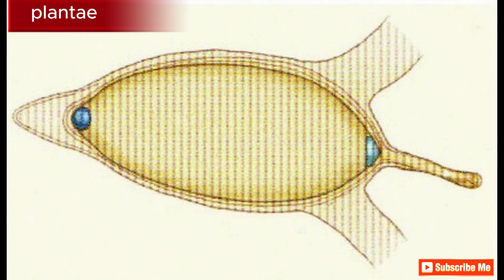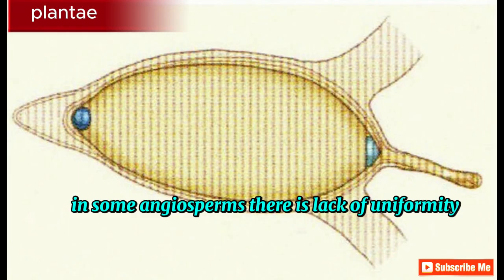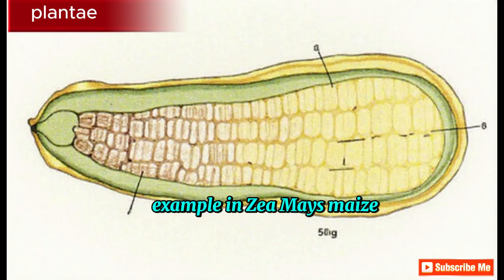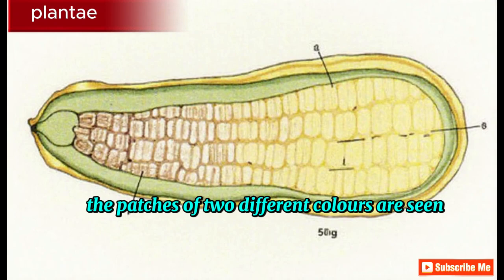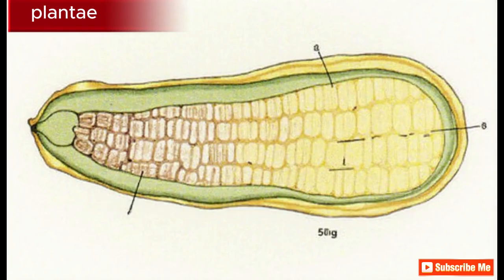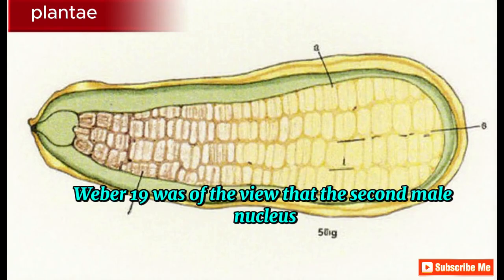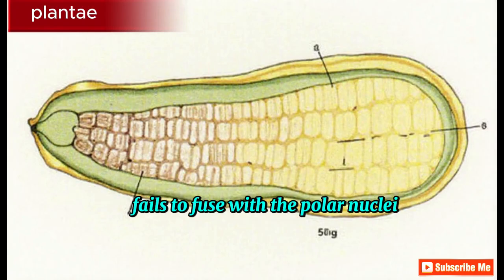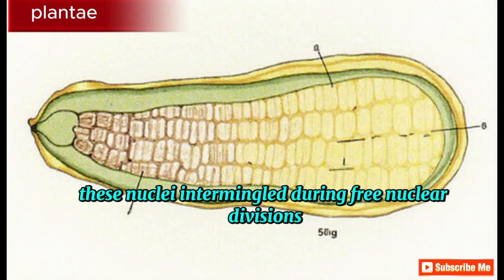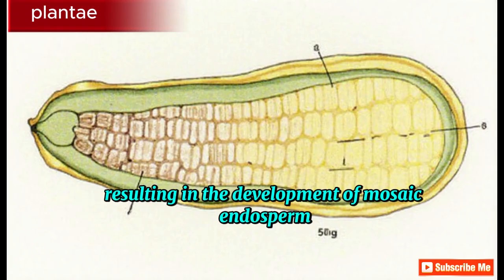Mosaic endosperm. In some angiosperms, there is lack of uniformity in the tissues of the endosperm. Such endosperm is termed mosaic endosperm. Example, in Zea mays, patches of two different colors are seen, white and yellow, forming a sort of irregular mosaic pattern. Weber, 1900, was of the view that the second male nucleus fails to fuse with the polar nuclei, and both divide separately, giving rise to nuclei of two distinct characters. These nuclei intermingled during free nuclear divisions, resulting in the development of mosaic endosperm.